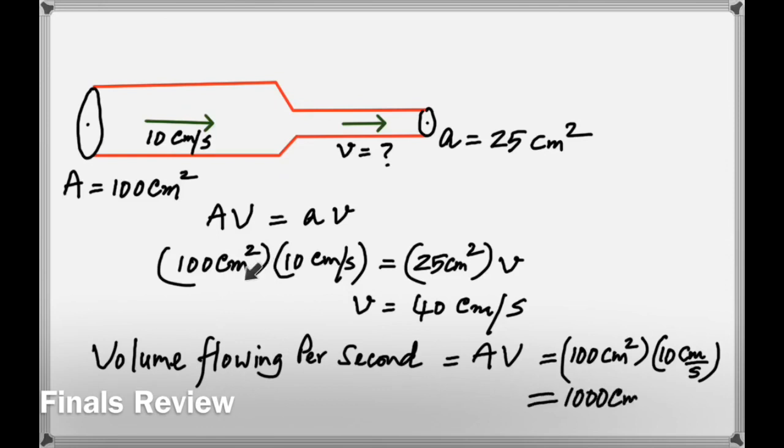So you can use either the left side or the right side, because you know they're equal, and I get 1000 centimeter cube per second, which is 1 liter per second, right? That's how you find the volume flowing per second. So remember this formula in connection with this flow of fluids.